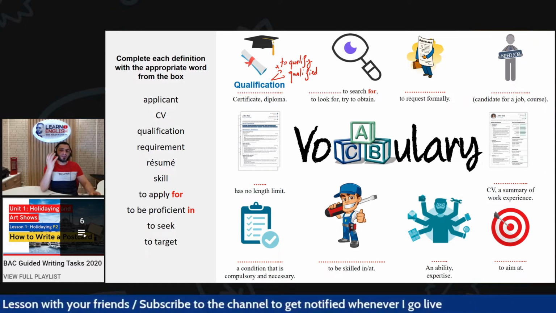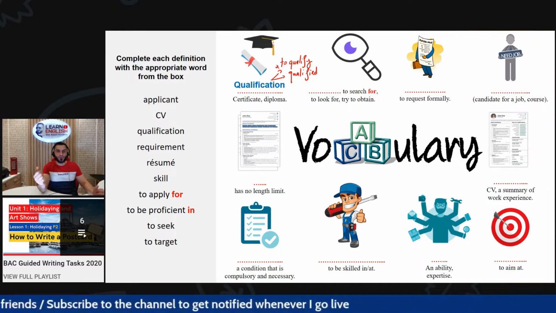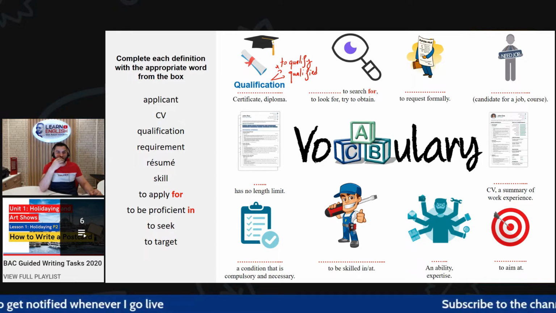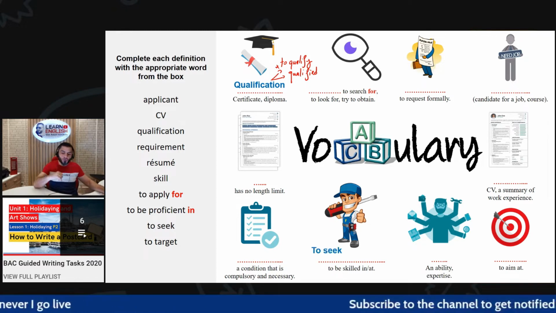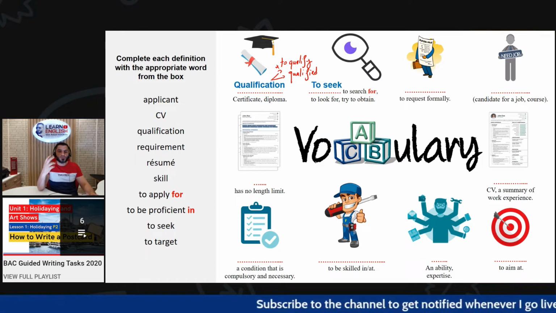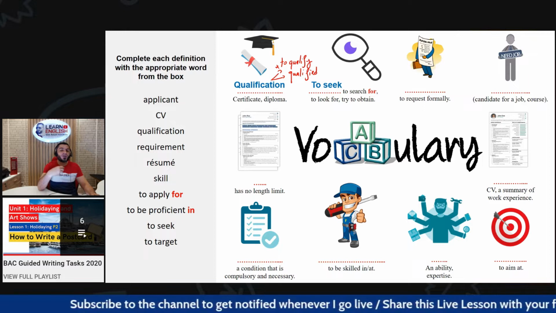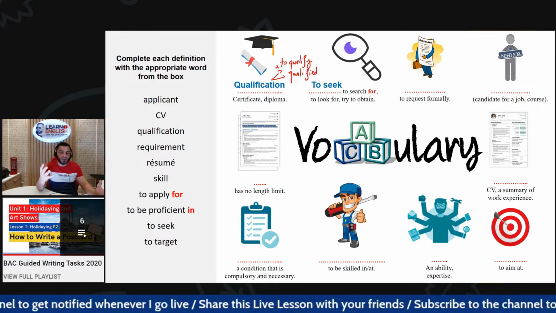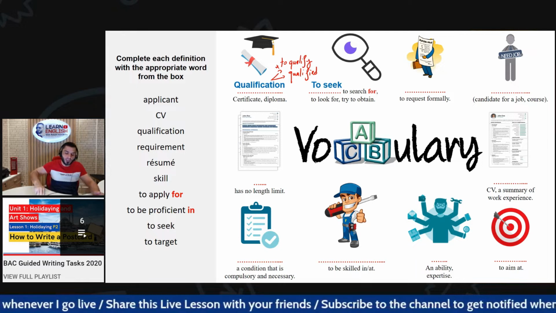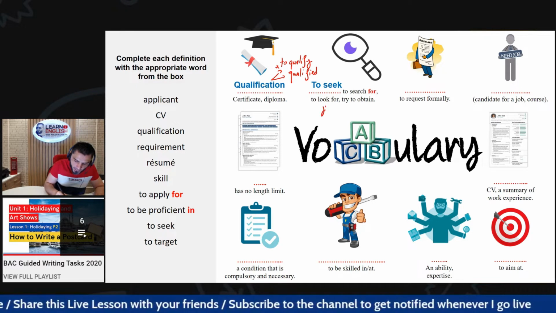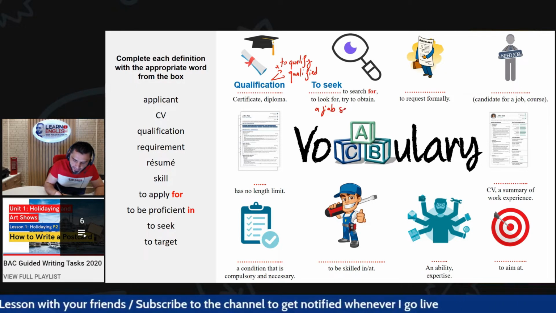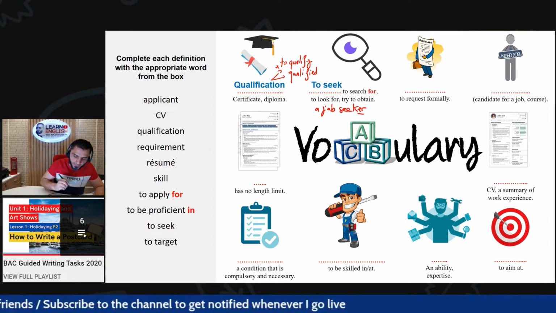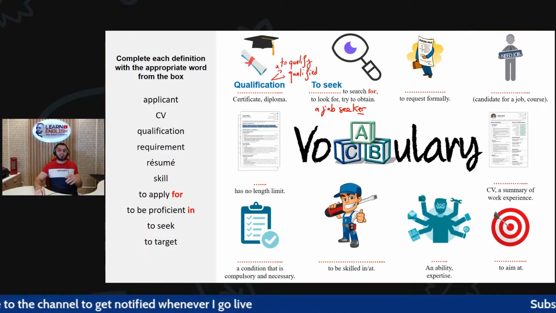Then when you get the qualification, what do you have to do? You have to search for a job, you have to look for a job, or we can also say to seek. So to seek means to search for, to look for, or you try to find or obtain something. So when you seek or you look for a job, you are called a job seeker. Okay, so the person is called a seeker.